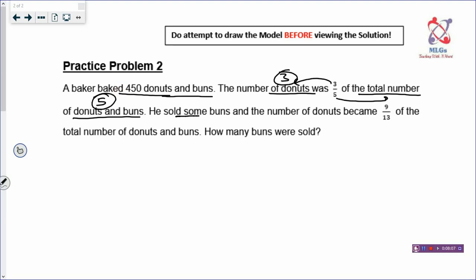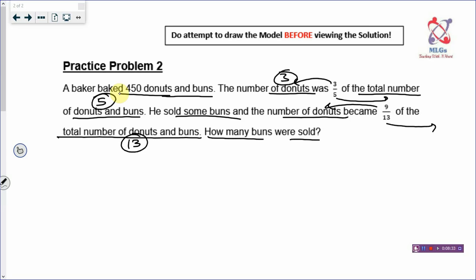He sold some buns, and the donuts became 9/13 of the total number of donuts and buns, which is, so the total is 13 now, right? 13 boxes. All right, so in the end, there are 9 boxes of donuts, and in the end, there are 13 boxes of donuts and buns altogether in the end. So how many buns were sold?